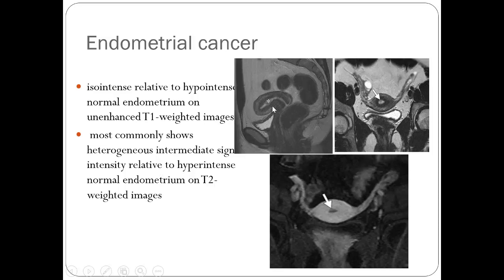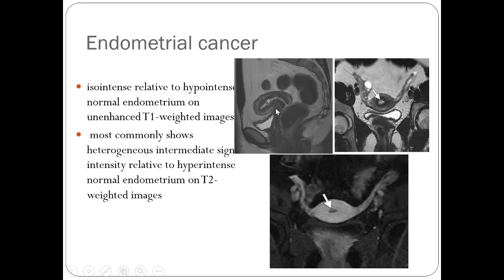This is a small hypo-intense lesion present within the cavity and not infiltrating the junctional zone. Here we have to say that it may be a polyp. Of course, we cannot differentiate if it is just a polyp or endometrial cancer. We must do transvaginal ultrasound and D&C, especially if the patient is postmenopausal.